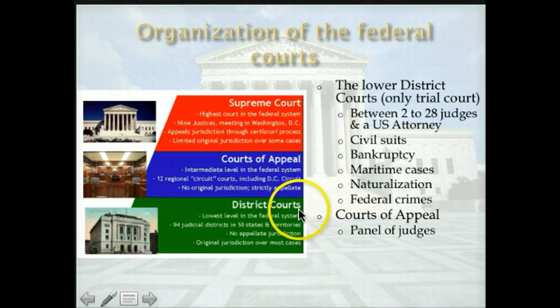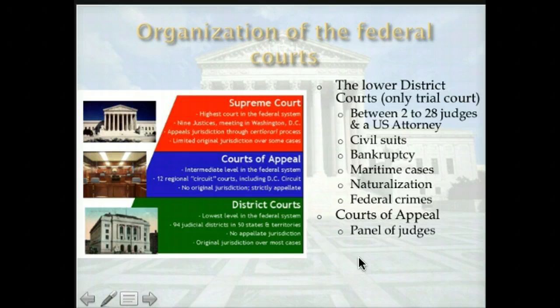Now, just above the district courts, you have the Circuit Court of Appeals. The Circuit Court of Appeals is kind of like a court that you've never really seen before. It's in between the Supreme Court and the District Court. There are 11 circuits, and then there's one in DC, so there's 12 altogether.